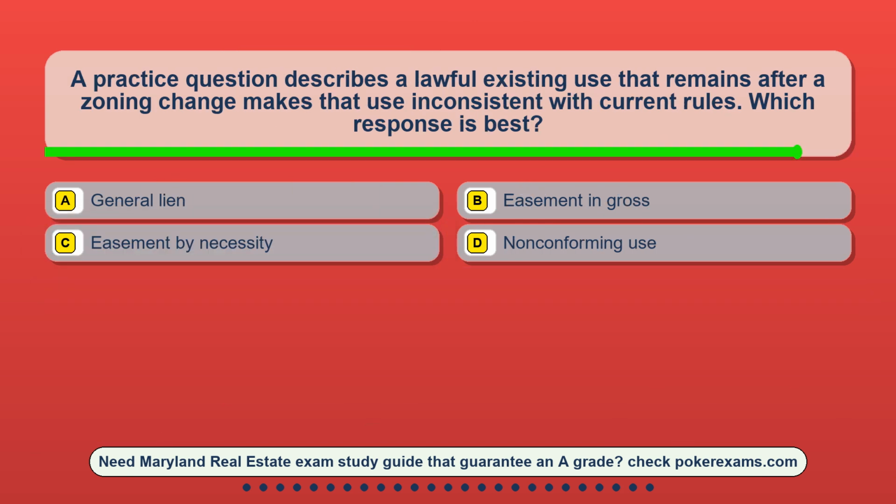Question 16. A practice question describes a lawful existing use that remains after a zoning change makes that use inconsistent with current rules. Which response is best? Option A, general lien. Option B, easement in gross. Option C, easement by necessity. Option D, nonconforming use.